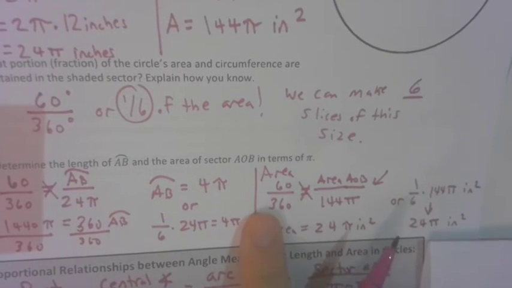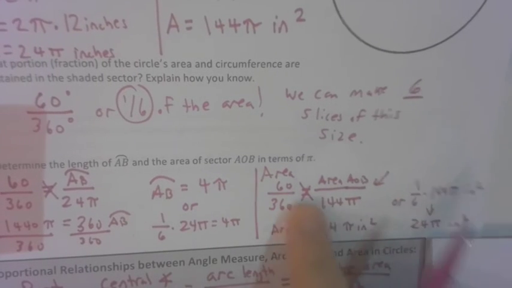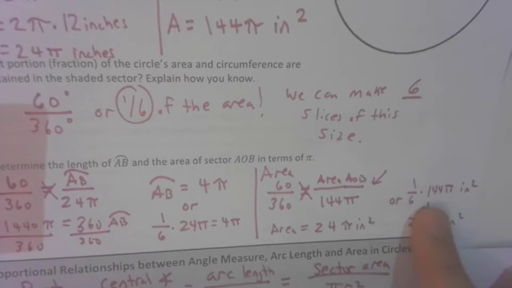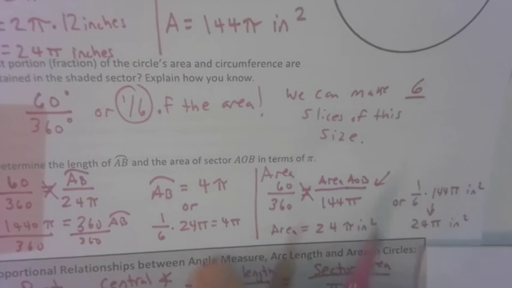Part over whole equals the part of the area over the whole area. If you cross multiply and solve, you get 24 pi, or 1/6 times 144 is also 24 pi. Again, this is going to be our key skill for tomorrow, so make sure you're writing this down, getting ready to go.